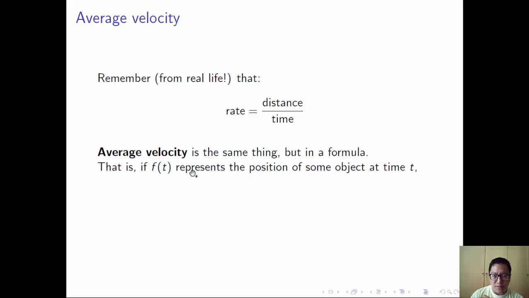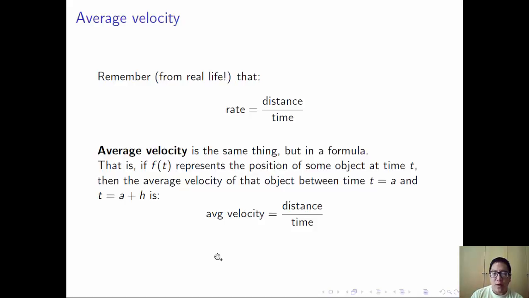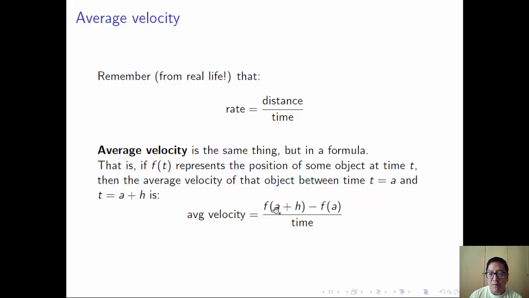So to be specific, if f of t is the position of some object at time t, then the average velocity of that object between time a and time a plus h is, well, again, average velocity is distance over time. So let's try to make that into a formula using our position function f of t. Since we're measuring between time a and time a plus h, if you start at time a and end up at time a plus h, your displacement is f of a plus h minus f of a.